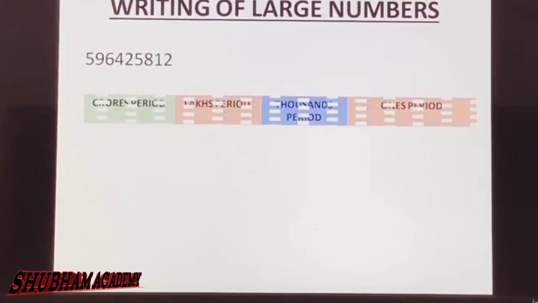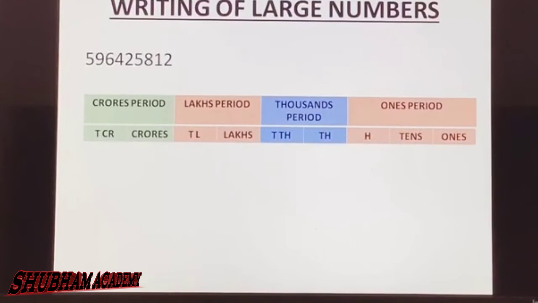596425812. So first the place value chart. These are the basic periods followed by the place values. Now we will write 59. We have to start from the extreme left. First 2 digits we have taken and written.